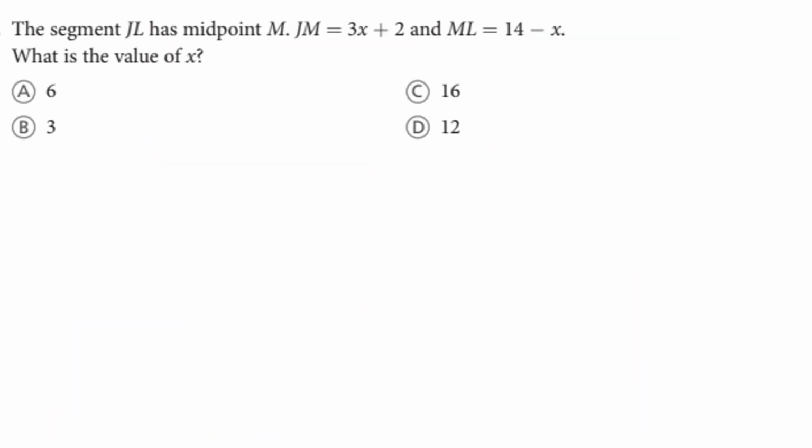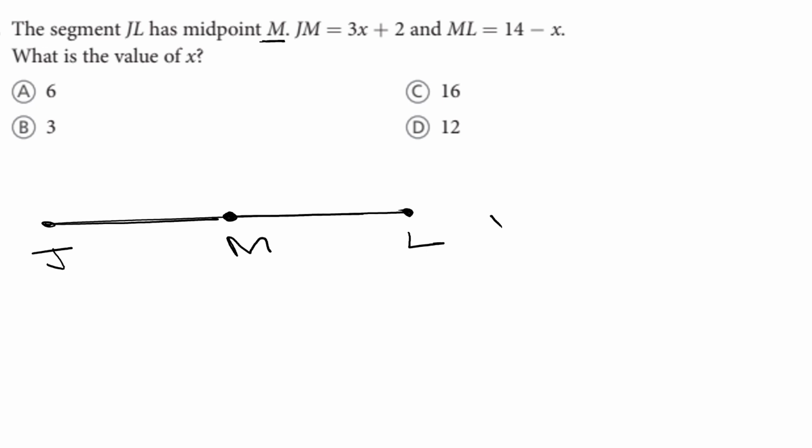Now the segment JL has a midpoint. Midpoint means that it is completely in the middle. So for example, if I have a line, I have JL and here M, right? The segment JL has a midpoint M. That is, in the middle there is an M. Middle means that this part is equal to this part. So they are equal to each other.